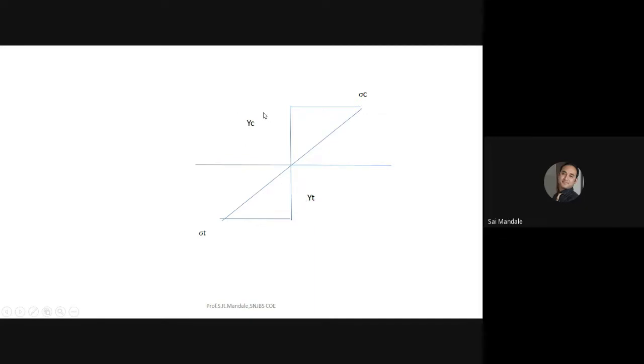What do Yc and Yt stand for? Yc is the distance of the extreme fiber in the compression zone. Yt is the distance of the extreme fiber in the tension zone.